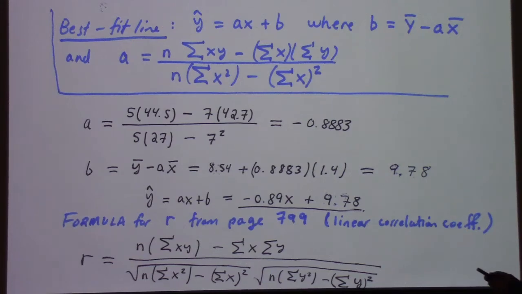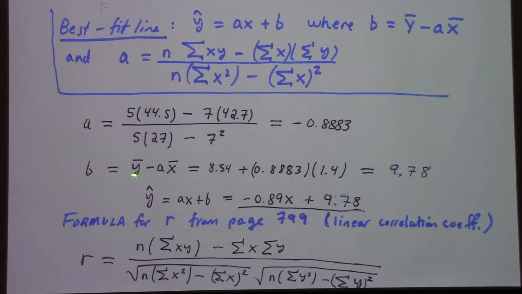So I have, n was, for the problem we're looking at, 5. I calculated the sum of xy was 44.5. The sum of x was 7, the sum of y was 42.7, and then I've got 5 times 27 minus 7 squared, which gives me minus 0.883. This is the slope of the regression line.